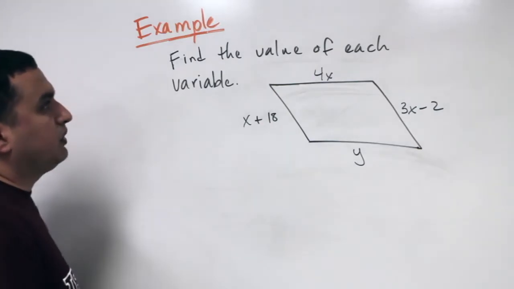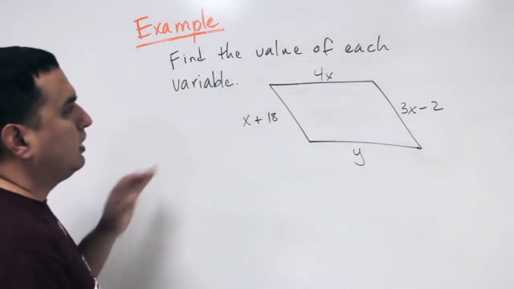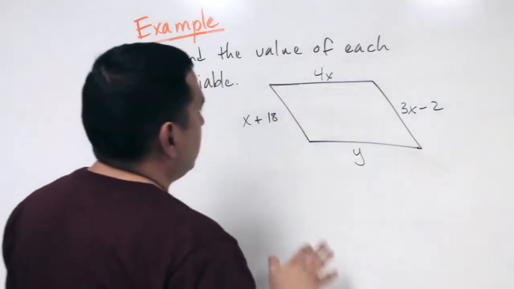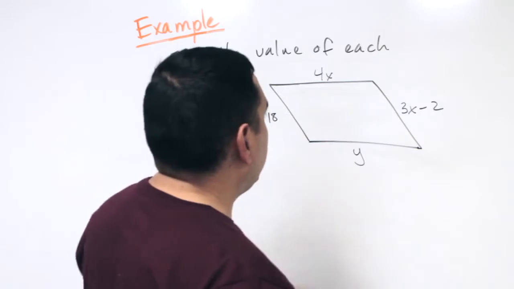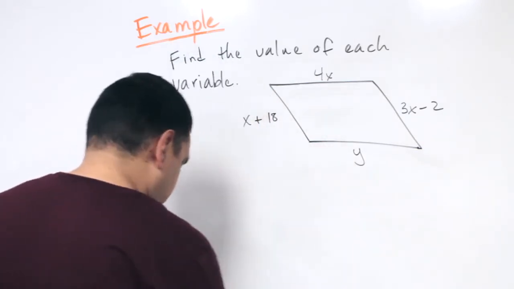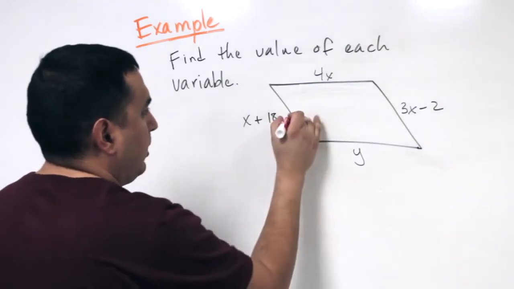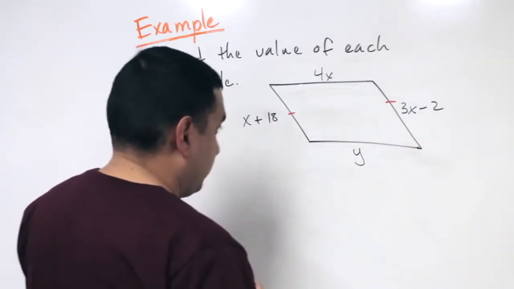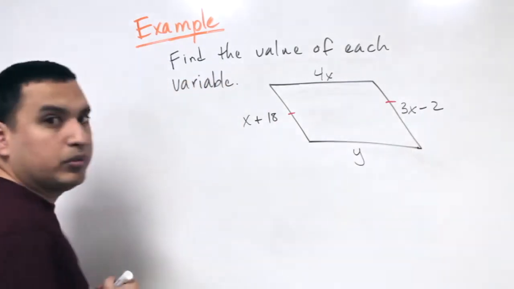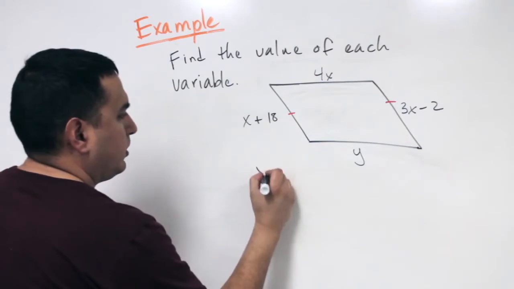On our first example, we want to find the value of each variable. So they gave us a parallelogram. We got variables everywhere, but three of them have x's, and then we just have this one that has a y. Because of the theorems that we just got through writing, we know that opposite sides are congruent. So that means that my x plus 18 has to equal my 3x minus 2. So that's what I'm going to solve first.